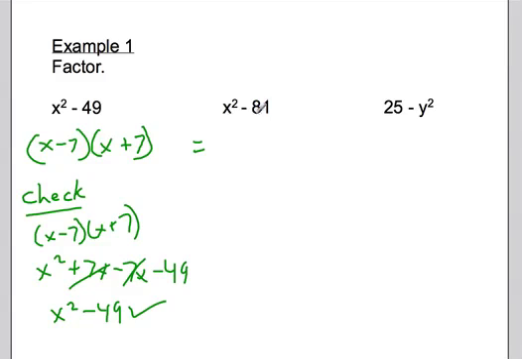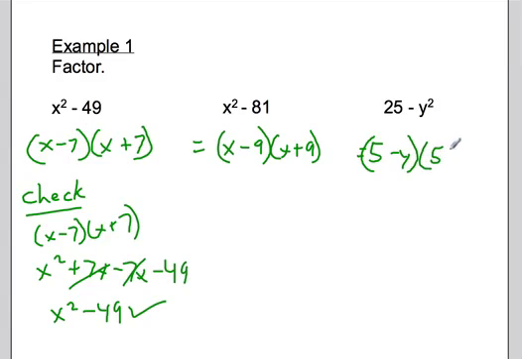Okay, so in the next example, we've got x squared minus 81. Okay, the square root of 81 is 9, so it's going to factor to x minus 9 times x plus 9. In the next one, this is also a difference of squares. Okay, because this is a square number. 25 is 5 squared. y squared is y squared, of course. So it's going to factor to 5 minus y times 5 plus y.